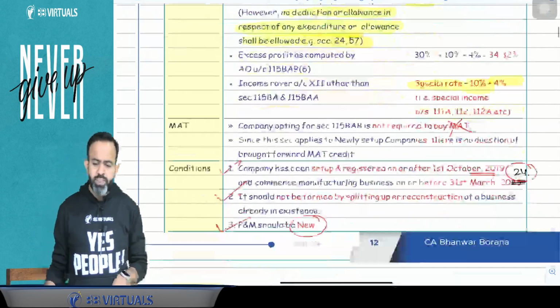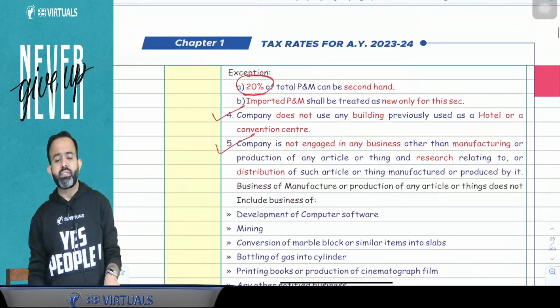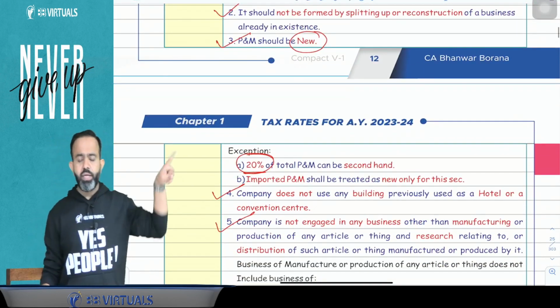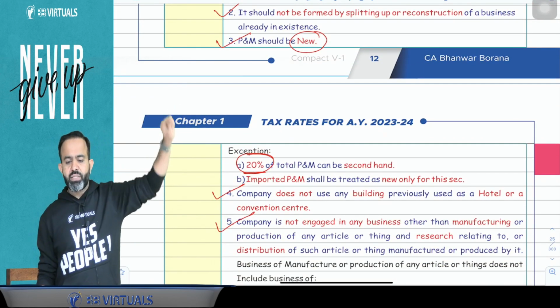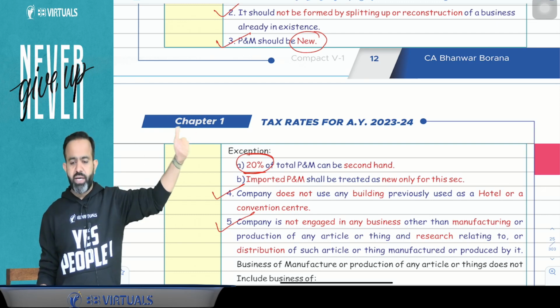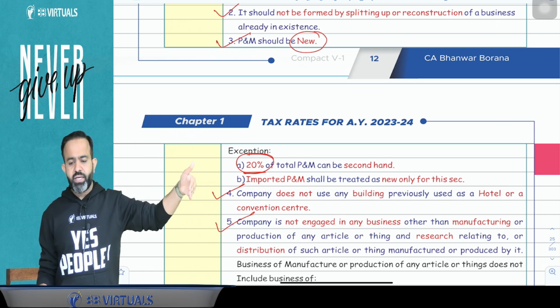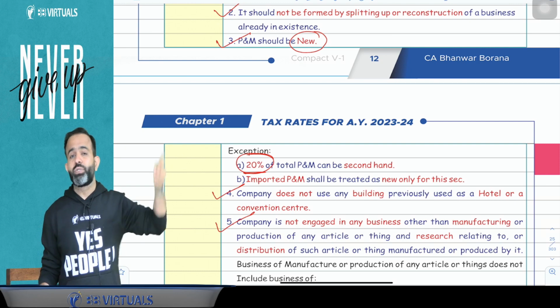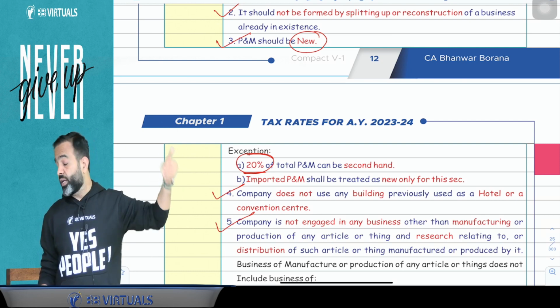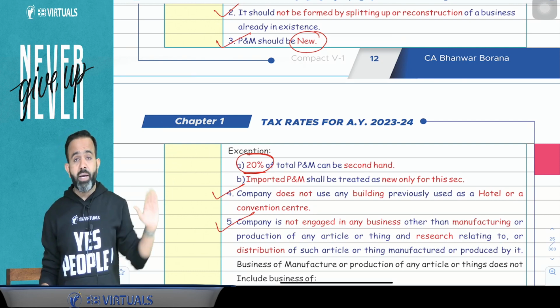Now all people pay attention. Here the lawmaker says that suppose the company has violated condition number 3, 4 or 5. Condition number 3 was related to second-hand plant and machinery, there is a limit. Fourth is related to not using any building which was used as a hospital or hotel or convention center. Or fifth is the manufacturing business.